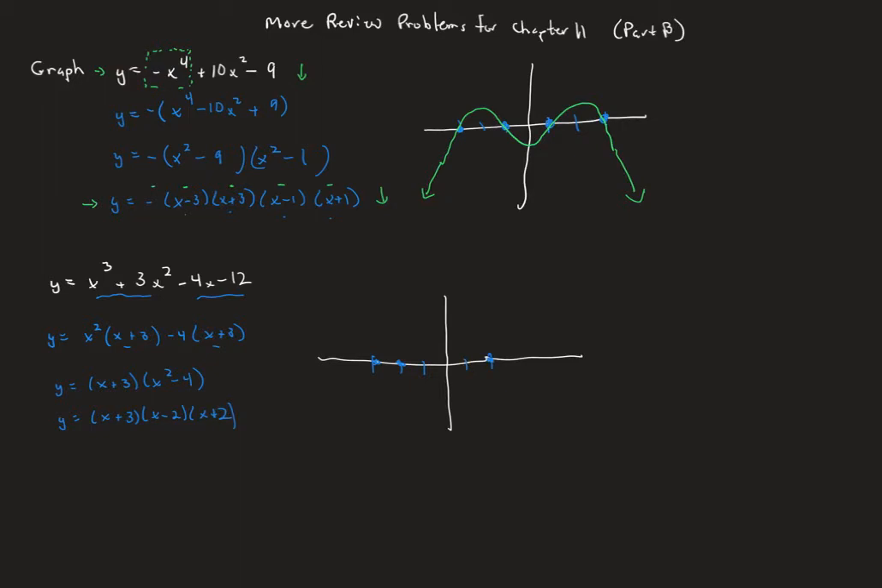So again, we're going to use the left-end behavior, and I think we can see here if we plug in a large negative, it's going to be negative. So we're going to come from down below. And these are all to the first power, so it's going to again go cross, cross, and then cross.